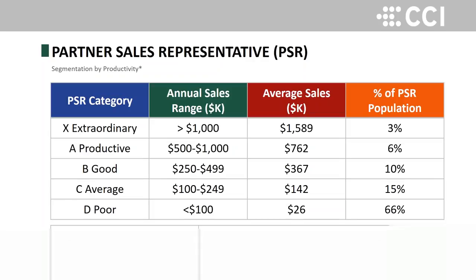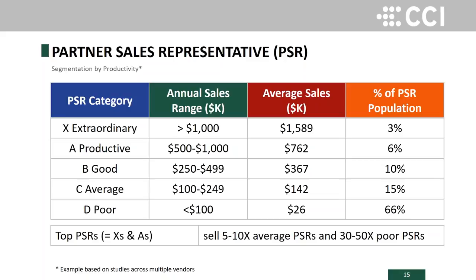Look at your partners: how much of your product do they sell and how do they rank? And so the key point here is the top two rows, extraordinary and productive, which in this example we've designated as selling between 500,000 and 1 million per year of your product for productive, and greater than 1 million a year of your product for extraordinary, realizing that these people sell across multiple vendor lines. That tends to be a very small percentage of the partner sales representative population.